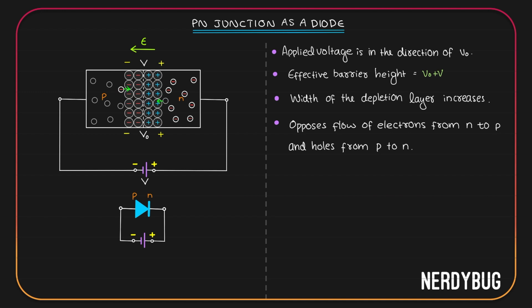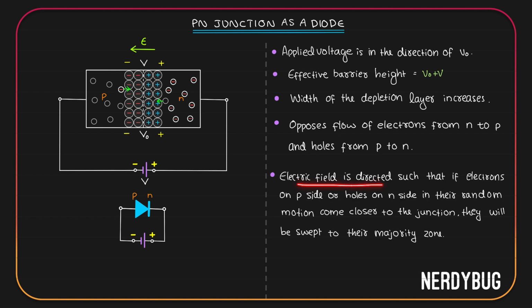Let us write this down. The electric field is directed such that if the electrons on the p side or the holes on the n side in their random motion come closer to the junction, they will be swept to their majority zone. The electron here is a minority in the p side, but it will go to the n side where it is the majority. The hole here is a minority in the n side, but it will go to the p side where it is the majority.